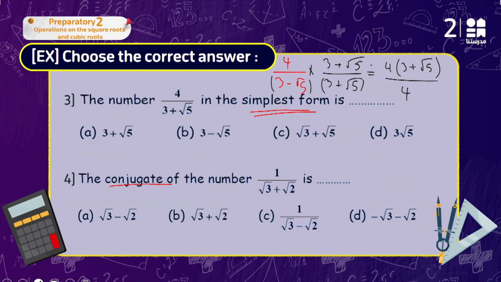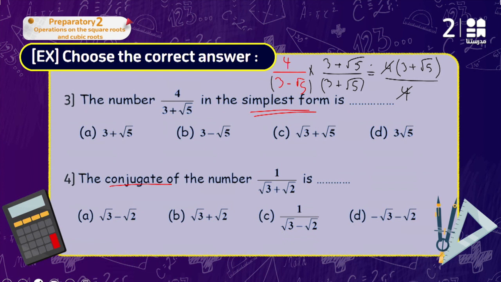4. 3 power of 2 minus square root of 5 to the power 2. 3 power of 2 is 9 minus square root of 5 all to the power 2 is 5, and the result will be 4. So we can cancel 4 with 4. 4 divided by 4 is 1. So 3 plus root 5 is the answer. Number A.